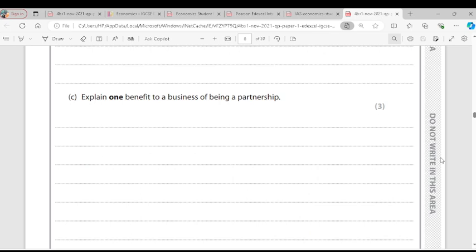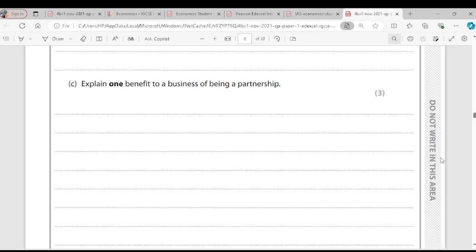Unlike when you are a sole trader, where you have to do everything yourself, you get tired. But with partners, there's shared responsibility, because your skills might be different from my skills. My skills might be different from his. So we can work on what our strengths are, and that will bring about productivity. That is the advantage of having partners. Is it clear, please?